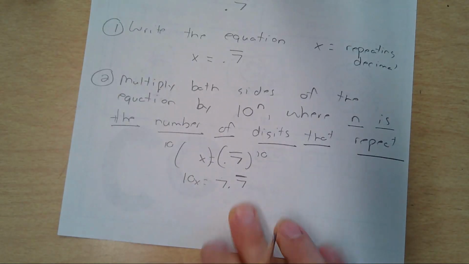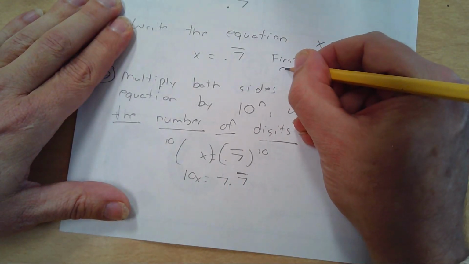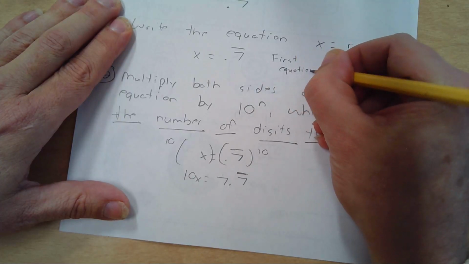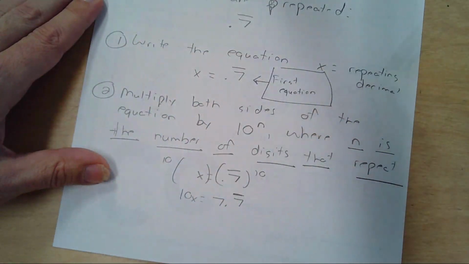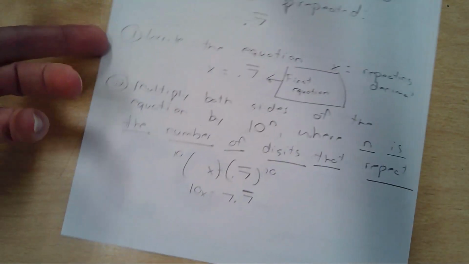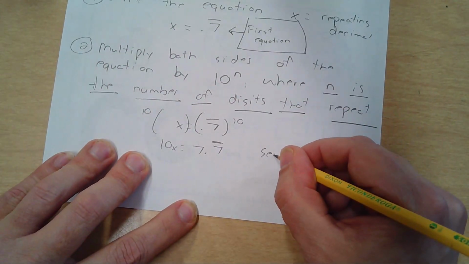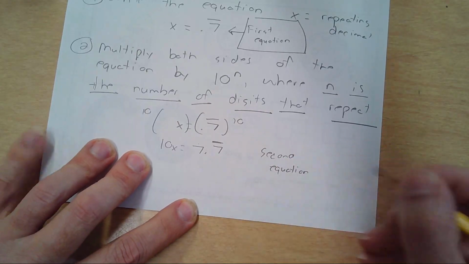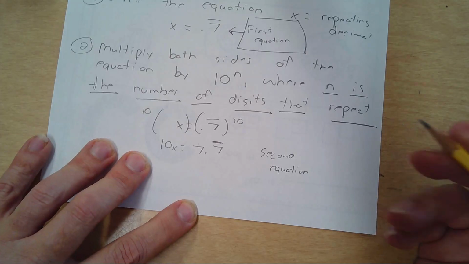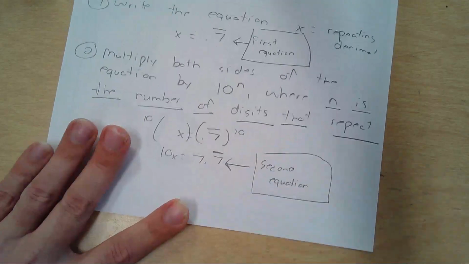So this is my second equation. First equation's up here, and this matters. You're going to find out why. Here's my first equation, where I just write it out, x equals whatever. The second equation is where I figure out, do I multiply by 10, 100, 1,000? It depends how many decimals are repeating. But that's my second equation right there.